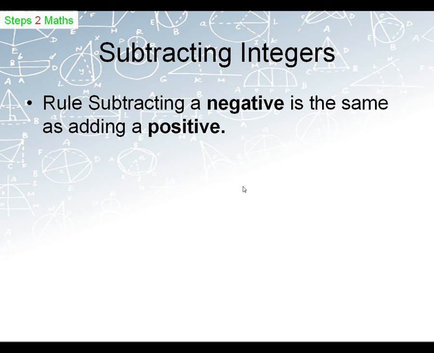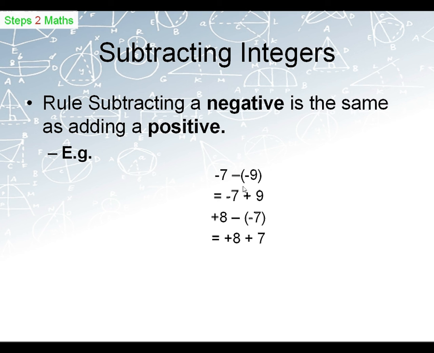So that's it. Subtracting integers, the rule is if you're subtracting a negative, it's exactly the same as adding a positive. Let's have a look at some examples so you recall that. If I was at -7 and I want to subtract a -9, it's exactly the same as saying -7 plus 9. If I was at +8 and I subtracted -7, I would have +8 plus 7, which is 15.